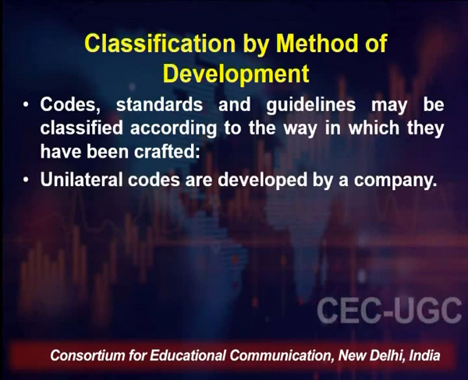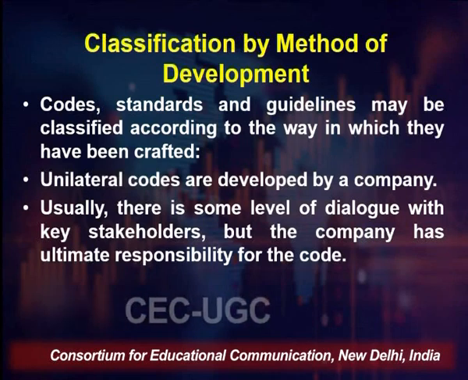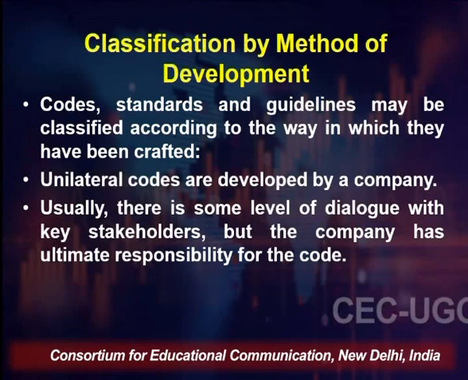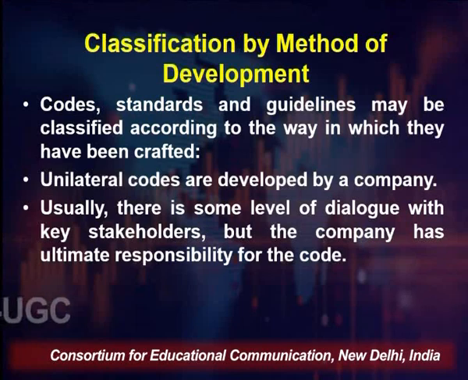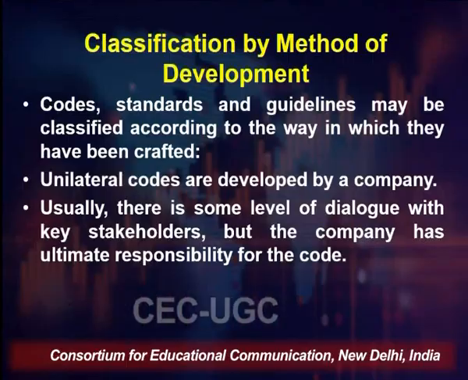It can be unilateral. There can be unilateral codes which are being developed by a company. So it is a company specific code which your company has implemented. So that is why we call it unilateral codes. They are basically developed by a company. Usually if you talk about unilateral codes, there is some level of dialogue with key stakeholders, but the company has ultimate responsibility for the code. So you cannot say that it is bilateral or multilateral. The company is having its own standards. They can have some requisite level of dialogue with other significant stakeholders, but of course the ultimate responsibility eventually lies with the company for those codes of conduct which are implemented, and they are basically regarded as branded codes.